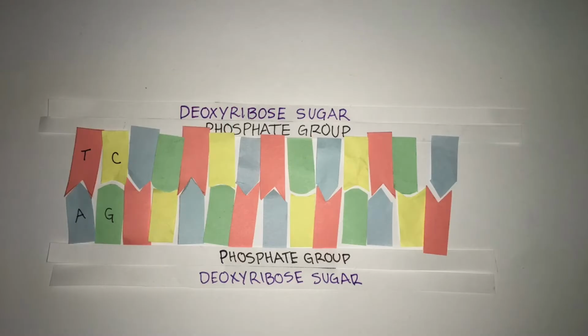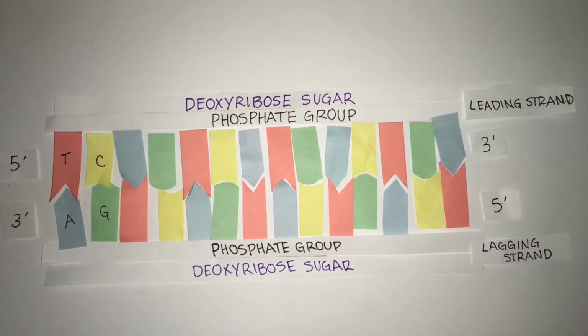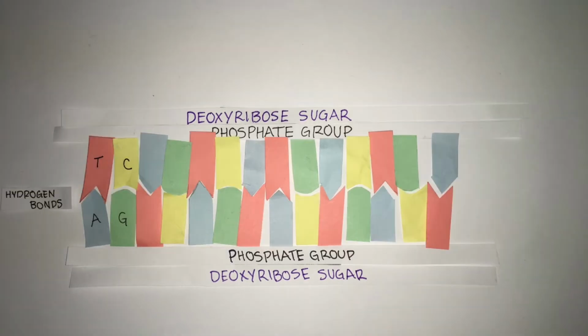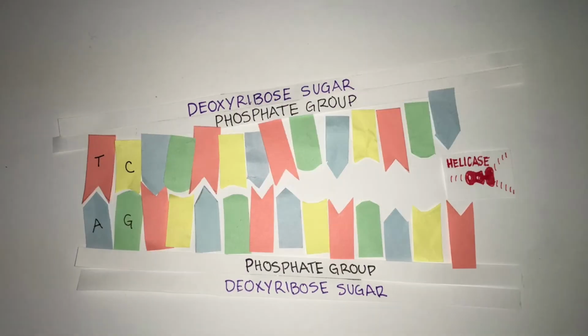This is a double-stranded DNA about to go through replication. Double-stranded DNAs are anti-parallel. The upper strand, which is the leading strand, runs 5' to 3', while the bottom strand, the lagging strand, runs 3' to 5'. The strands are complementary to each other. A always binds with T and G always binds with C. This is made possible by hydrogen bonds.